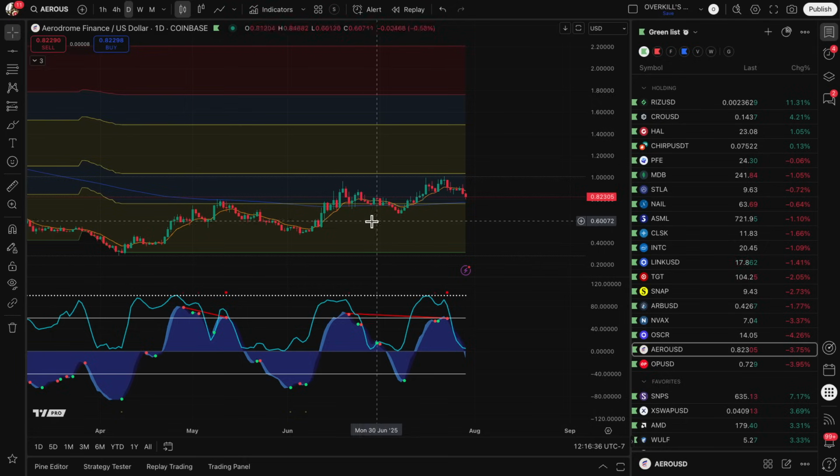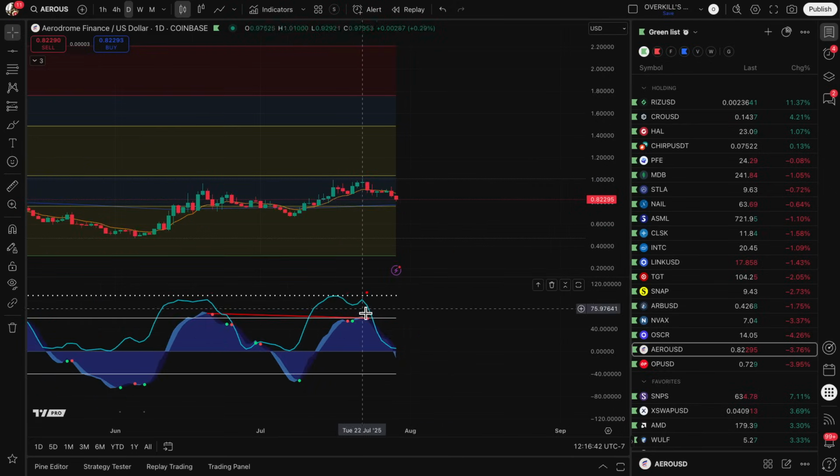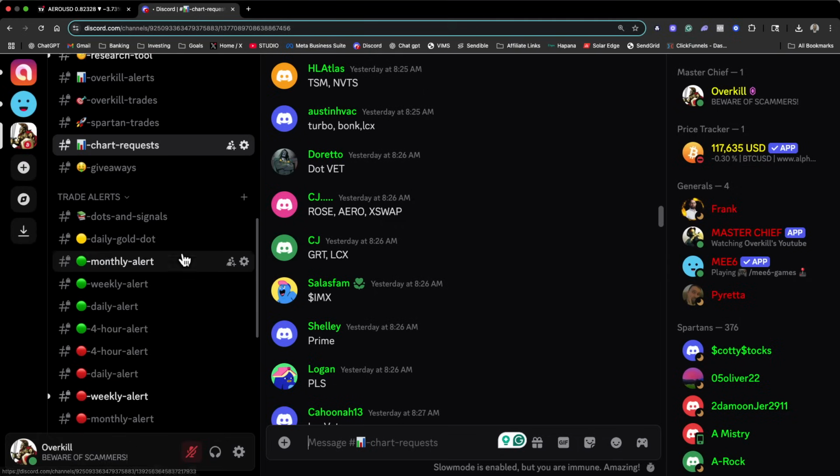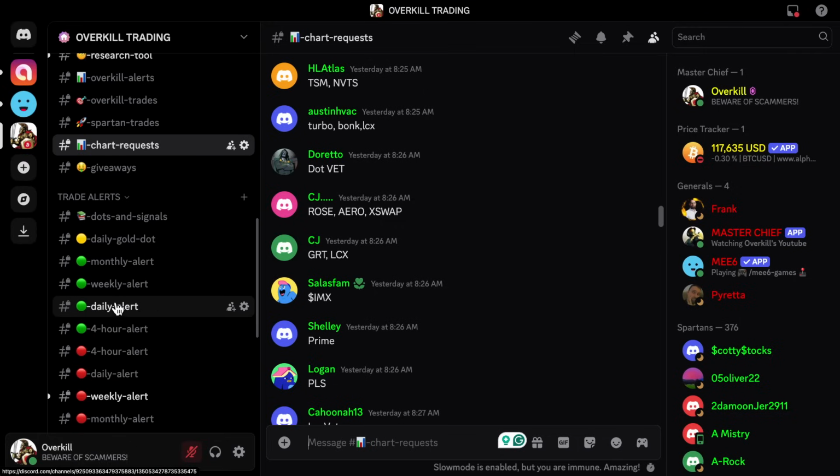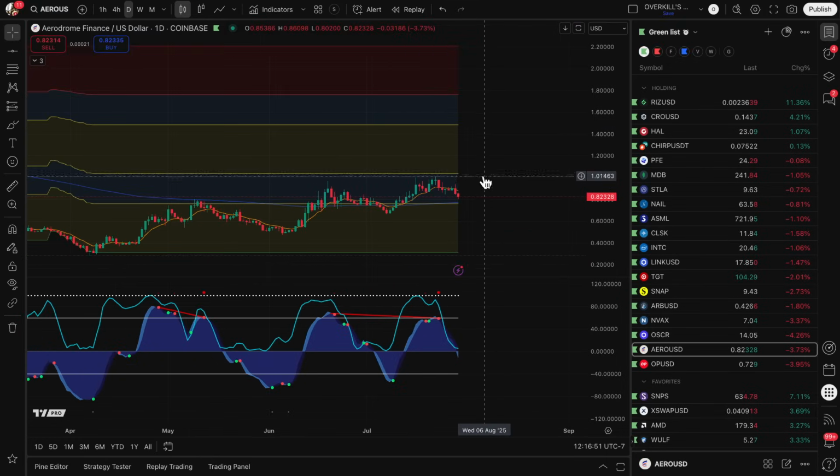So my average cost is right here in this area. It went up to about $1 and it's selling off now, but you can see the daily stochastic is down here on the floor. So all we're missing is the daily green dot. That will be called out over here in the Discord as well under the daily alert section when it happens. Again, big target on that one from 180 to 220.